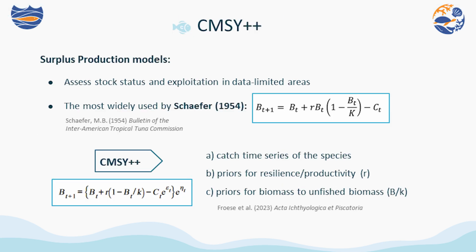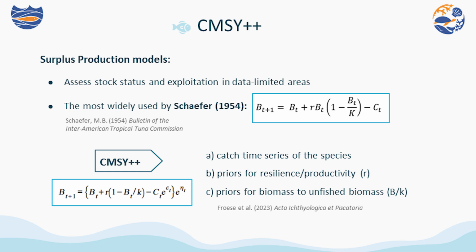So, what can we do in these situations? We can use surplus production models, which can assess stock status and exploitation in data-limited areas. And of course, the most widely used model was developed by Schaefer in 1954, and it is based on the equation shown here, which connects the biomass and the catch.